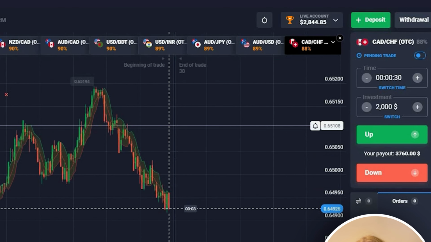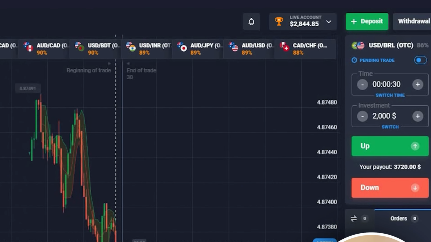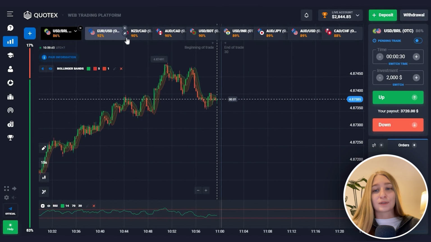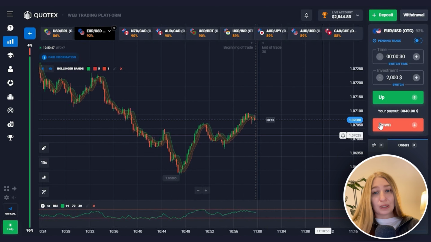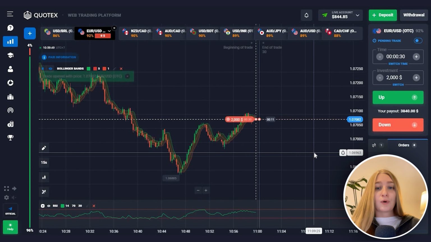Well, guys, $2,000 in our investment, and we are going to work with the second currency pair, the euro and the United States dollar. Okay, let's check the whole chart, and I think we have to move on here with the red, and let's try.